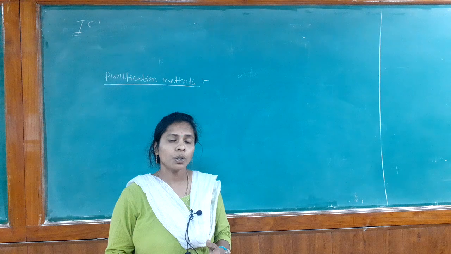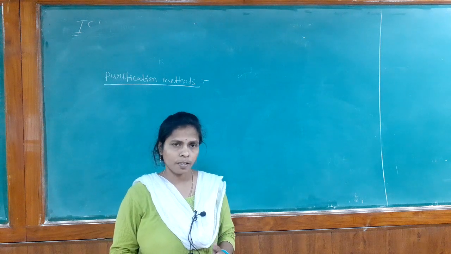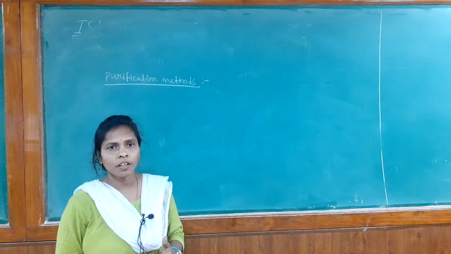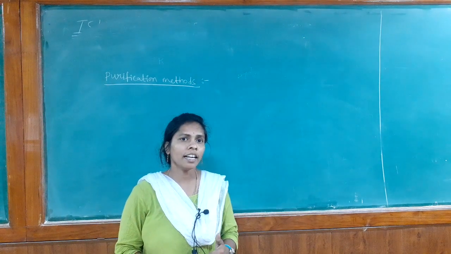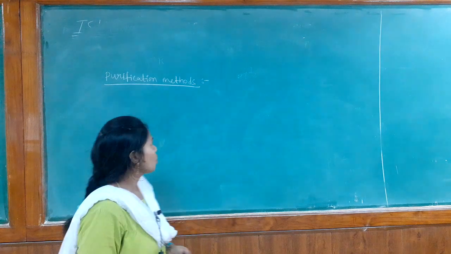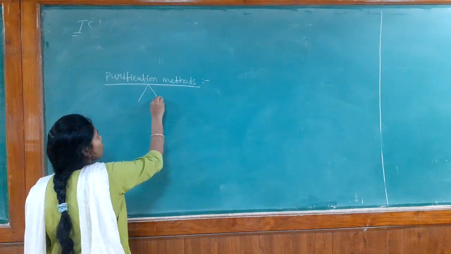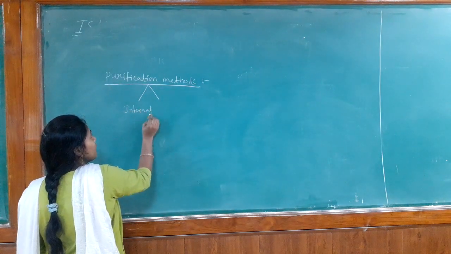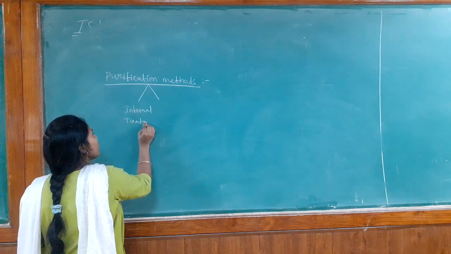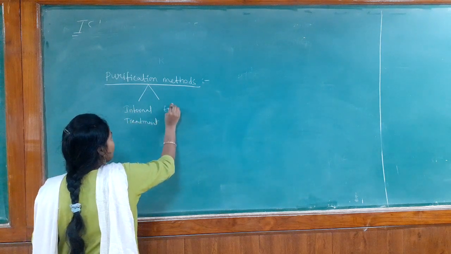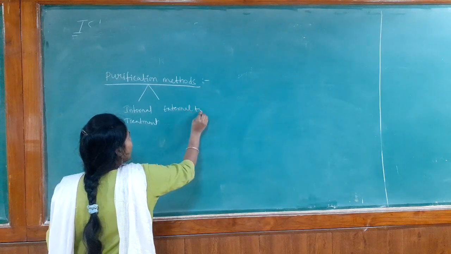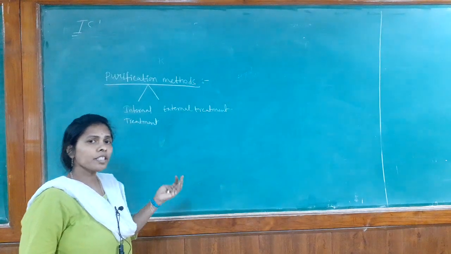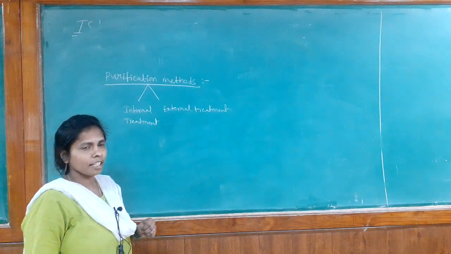we are having two types of methods for the purification of water. One is called the internal method and another one is called the external method. So, we are having two purification methods. One is the internal method, also called internal treatment, and the other one is called the external treatment. First I will explain what is meant by the internal treatment and the external treatment. Afterwards I will give the examples of internal treatment and the external treatment.